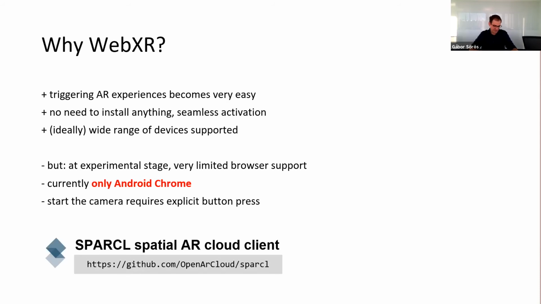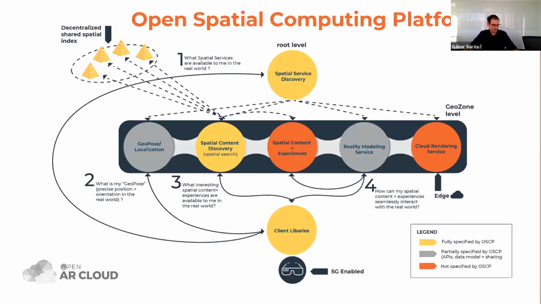But nevertheless, we created this client, which is available, which we call Sparkle, Spatial AR Cloud Client. Very funny name. You can find it in this GitHub repo. For this tutorial, I created a branch called ISMAR 2021. There are all the demos that we present today, and then later in the demo session on Wednesday.